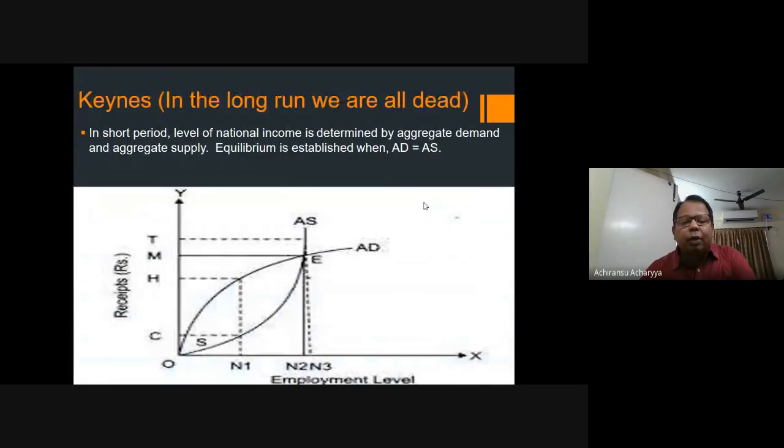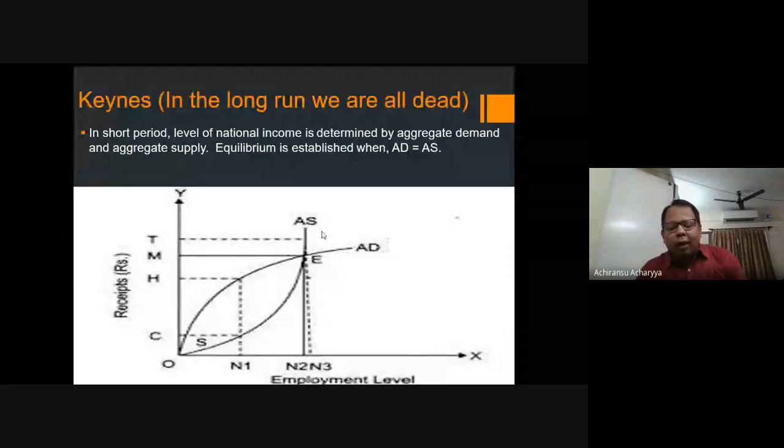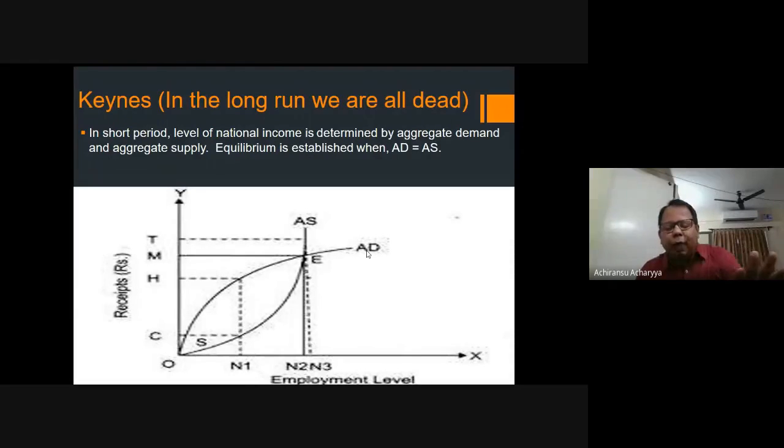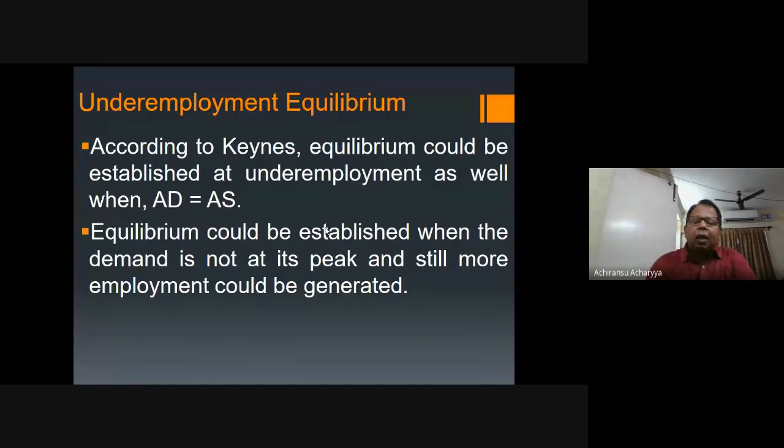So this is the scenario in the short period. There's a famous saying by Keynes that in the long run we are all dead, so don't worry about the long run, think of the short run. In the short period, the level of national income is determined by aggregate demand and aggregate supply. So even if you don't achieve full employment, it doesn't matter; even in underemployment, you can have aggregate demand, aggregate supply equilibrium. You can have AD equal to AS even in underemployment, and equilibrium could be established when the demand is not at its peak, and still more employment could be generated.